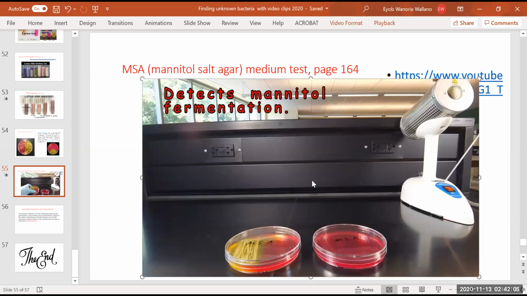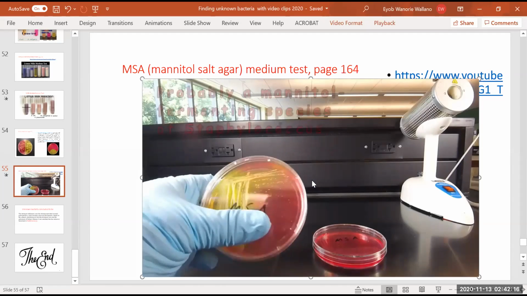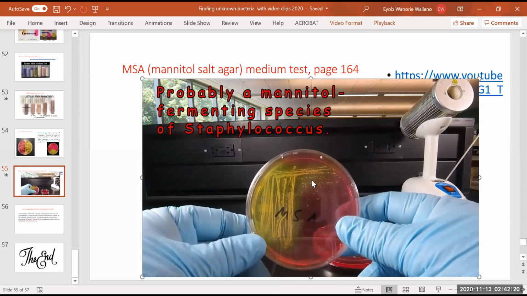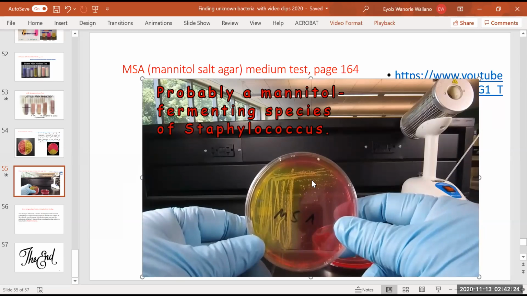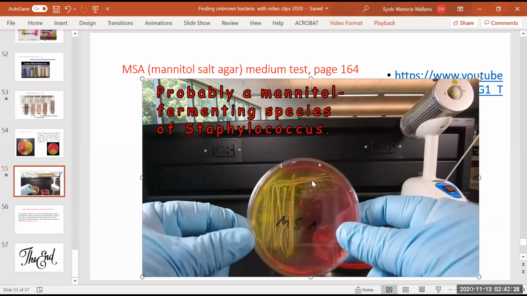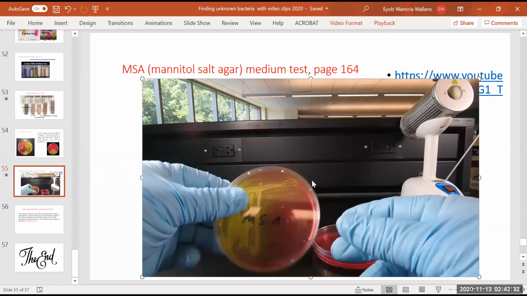Phenol red, as we learned earlier, is red at a neutral pH but turns yellow at an acid pH if fermentation of mannitol occurs. So we see that the organism on the left ferments mannitol. It grows on the high salt concentration of the mannitol salt agar, indicating it's probably a Staphylococcus, and also it's fermenting mannitol. The acid end products are turning the phenol red yellow.